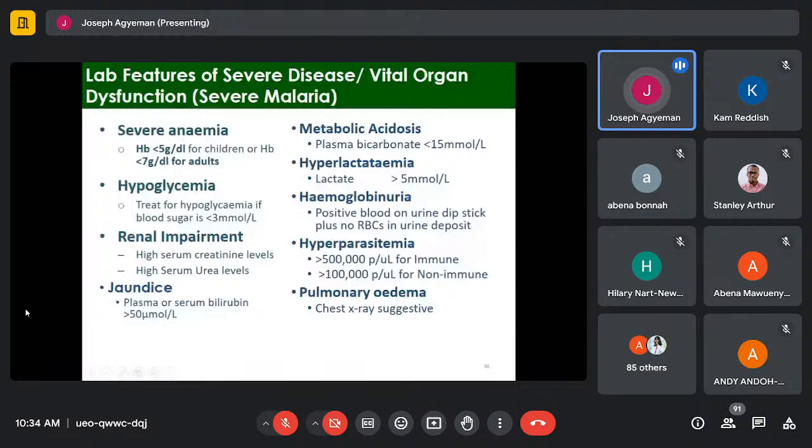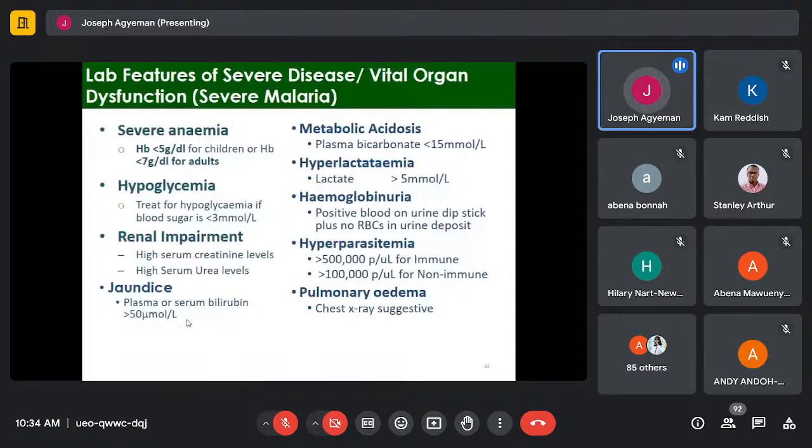Of course, jaundice, liver issues, and possibly even if the liver is not affected, excessive hemolysis caused by hyperparasitemia. So you have a lot of parasites destroying an excessive amount of red blood cells. You are going to release excessive bilirubin.